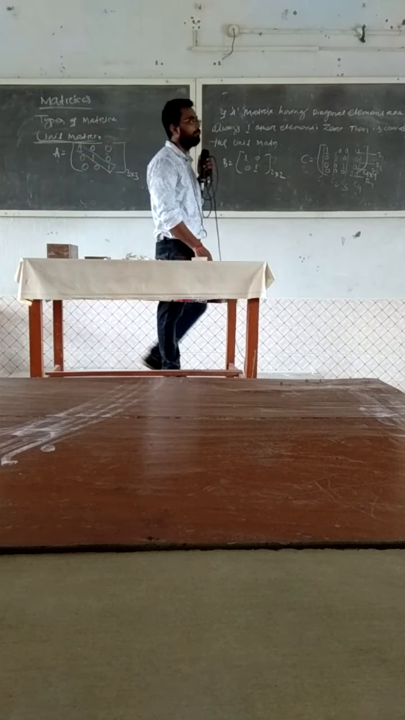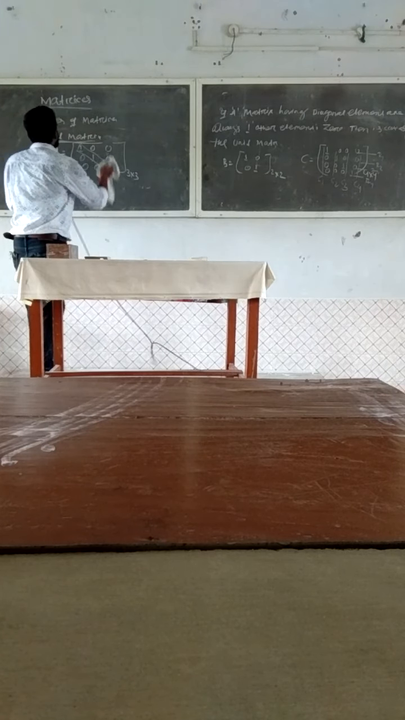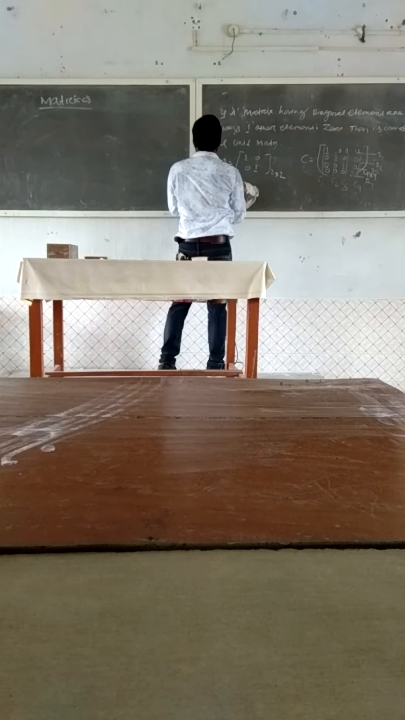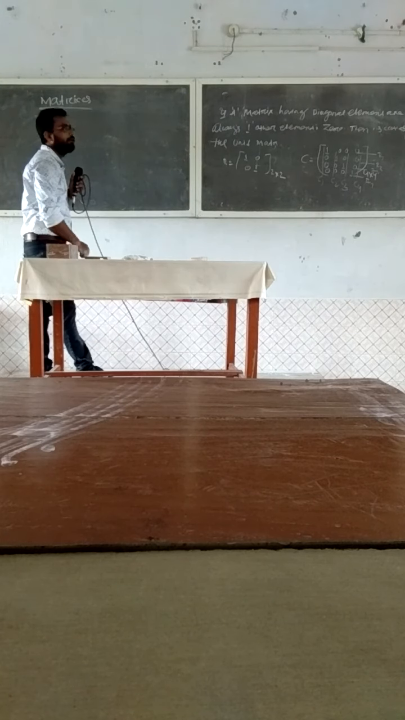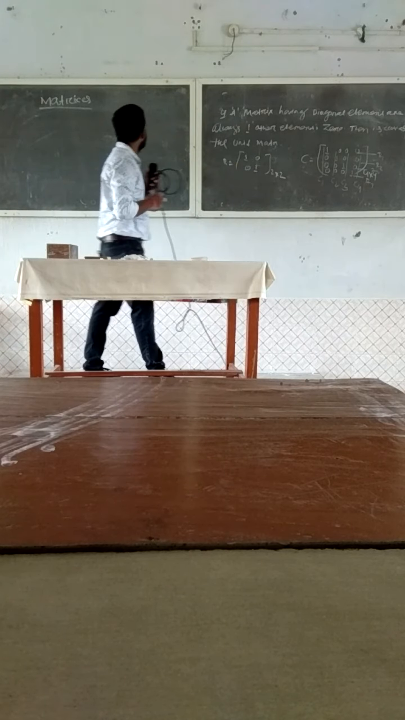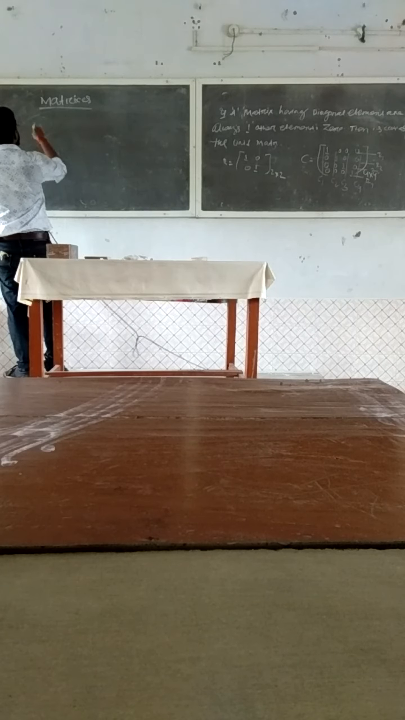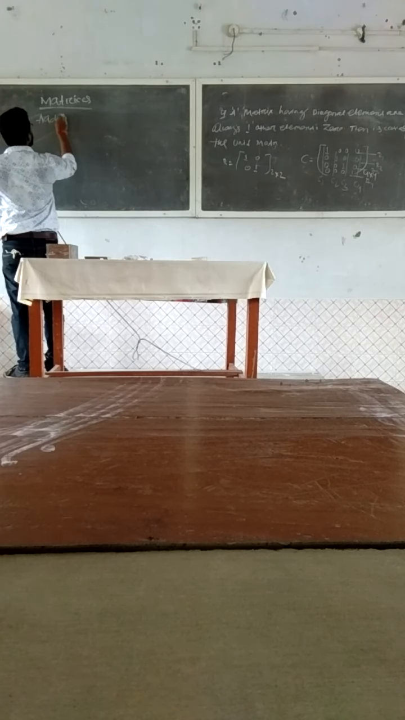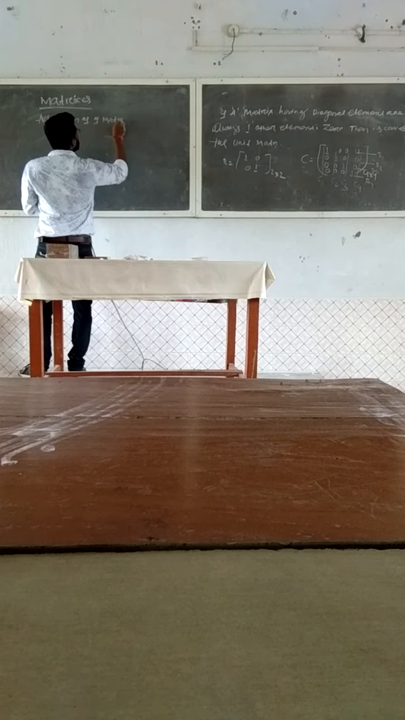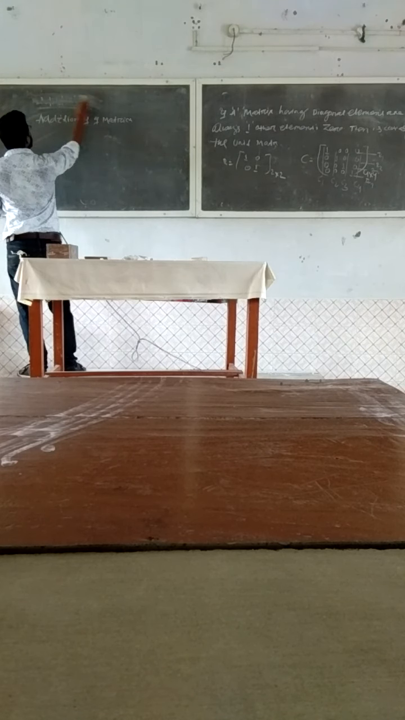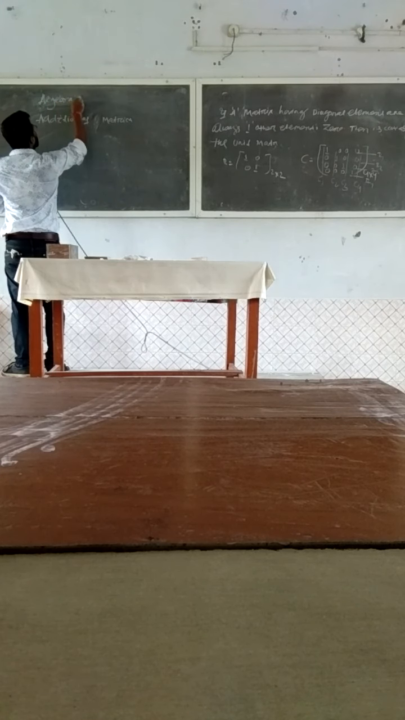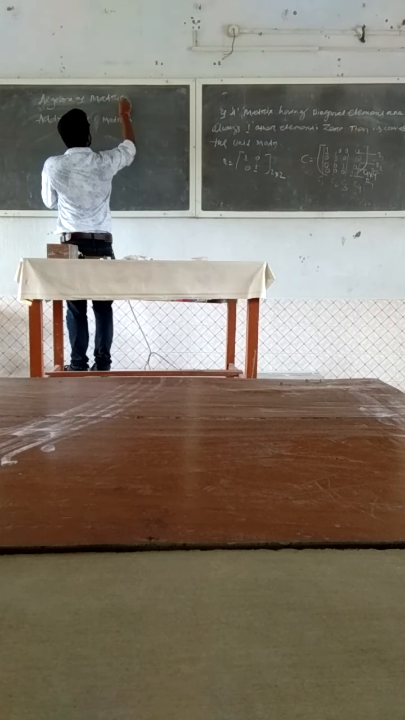Now we study the algebra of matrices. Algebra of matrices means we can perform addition, subtraction and multiplication of matrices: how to add two matrices, how to subtract two matrices and how to multiply two matrices. First, addition of matrices. Heading: algebra of matrices.